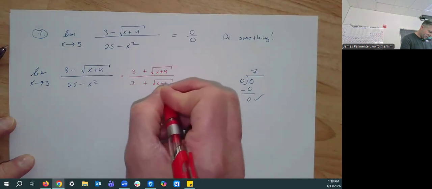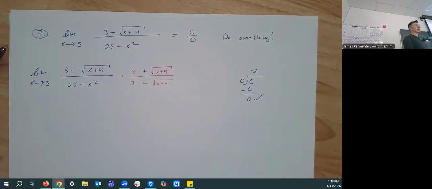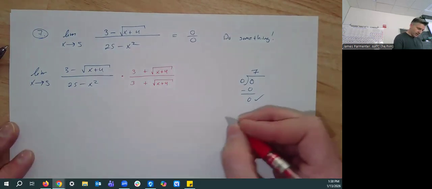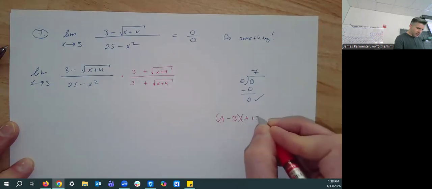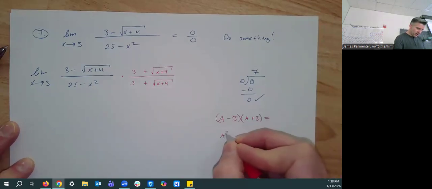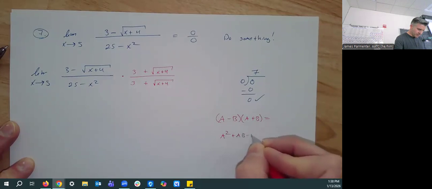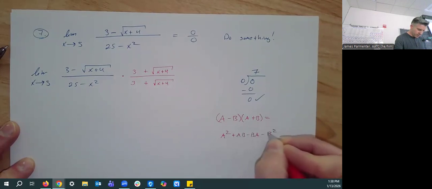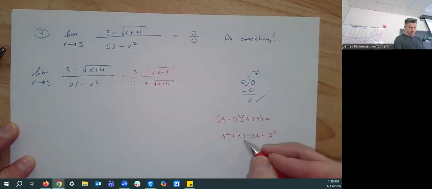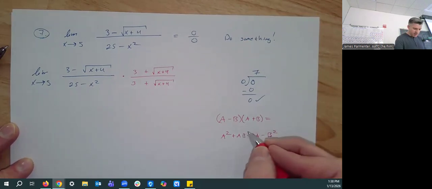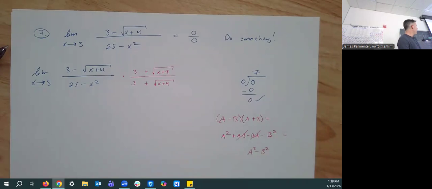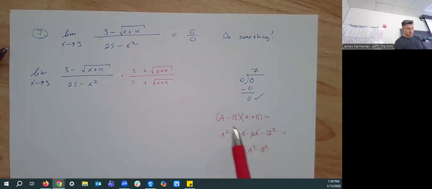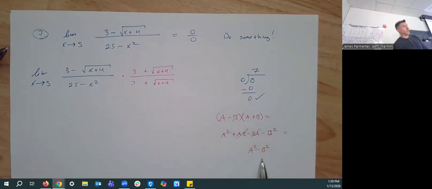The whole point is that when you multiply these conjugates together, you're going to get a difference of squares. If you take a minus b times its conjugate, a plus b, you end up getting a squared plus ab minus ba minus b squared, but the ab and the ba are opposites of each other, so they add up to 0. And so you just get a squared minus b squared. So when you factor a difference of squares, it factors into conjugates. And when you multiply conjugates together, it multiplies to a difference of squares.